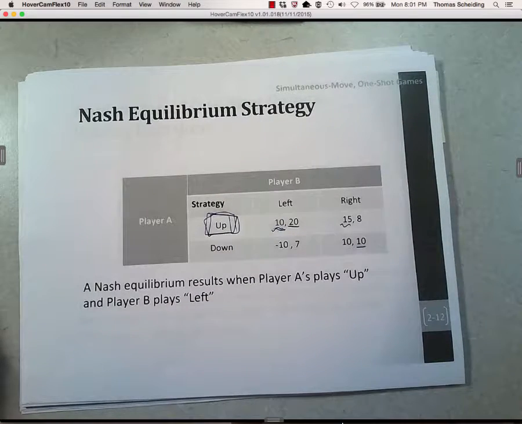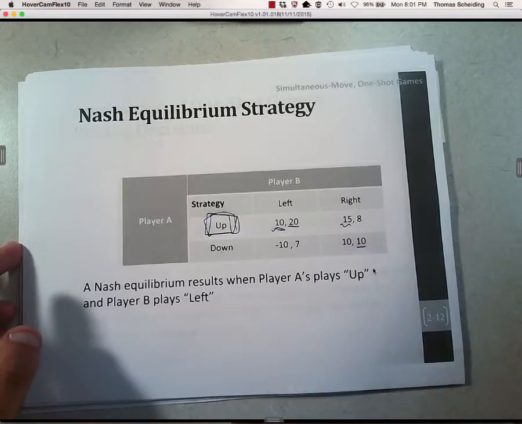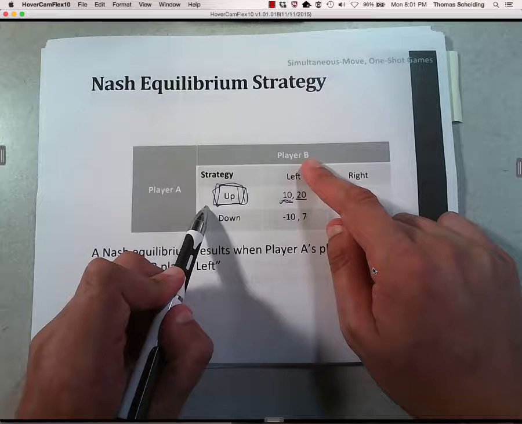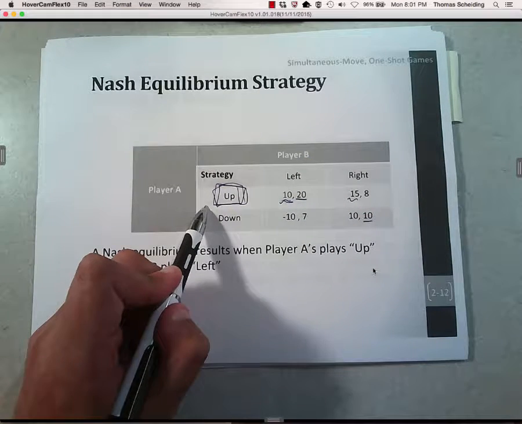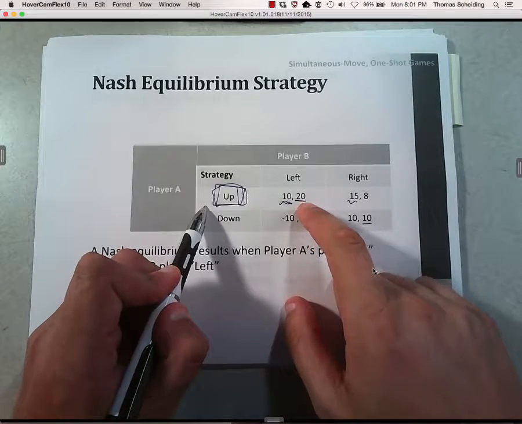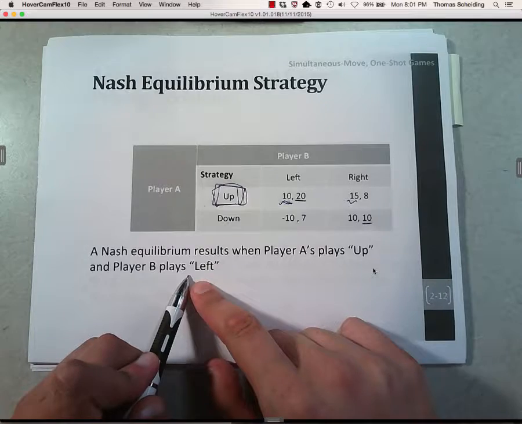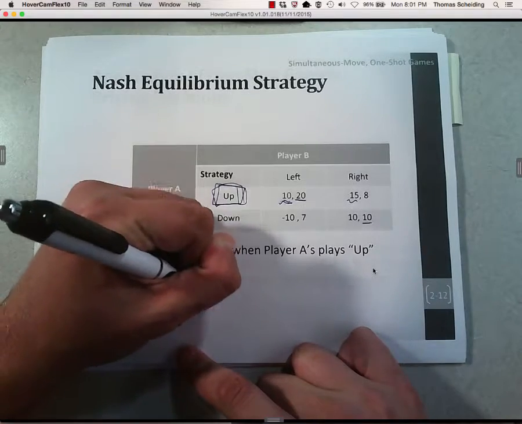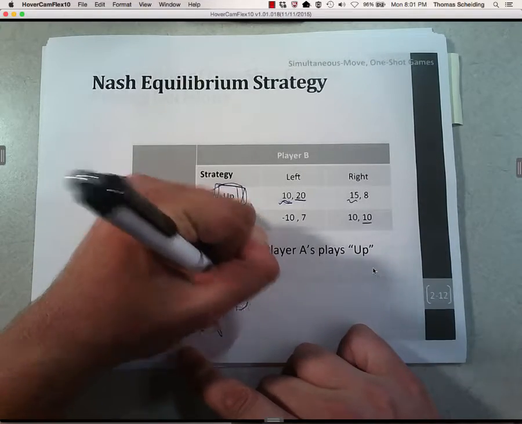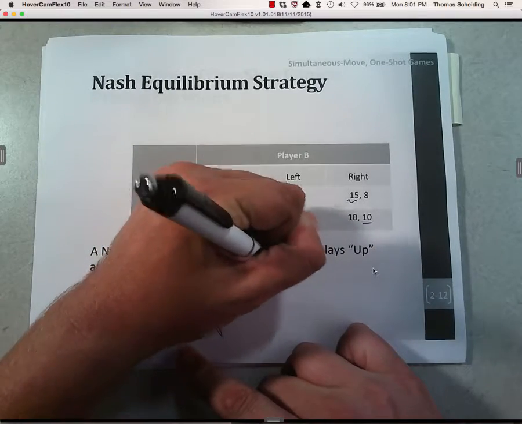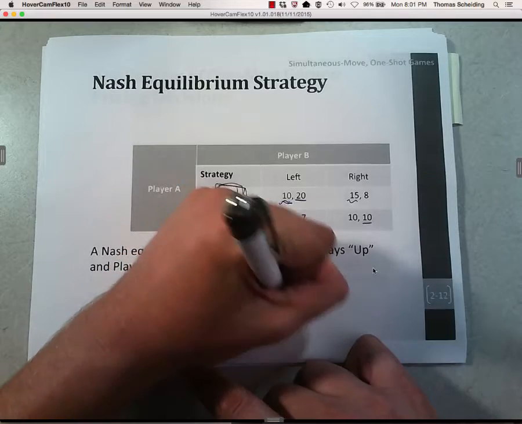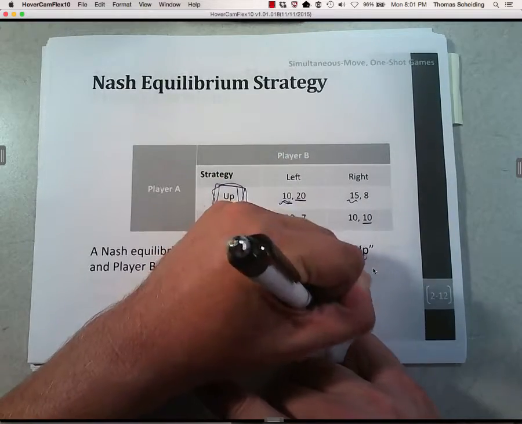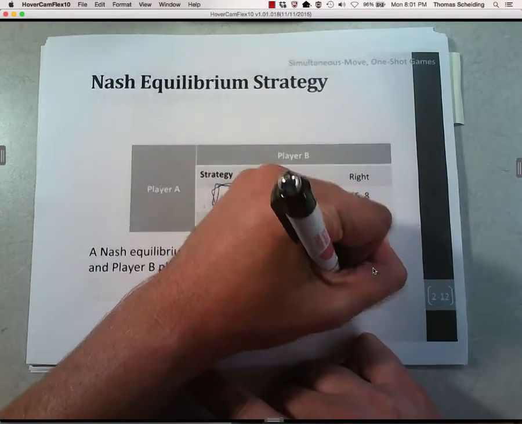Now, this is what we're saying about Nash equilibriums. For Nash equilibriums, player B knows that player A is going to always choose up. So because player A is always going to choose up, player B is going to choose left. So what we're saying here is player B chooses left because they know player A will always choose up.